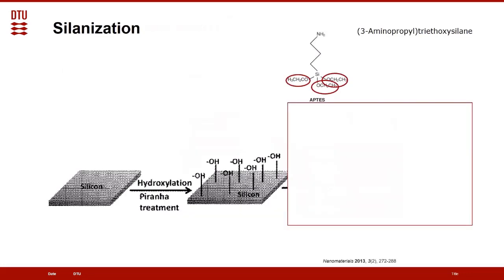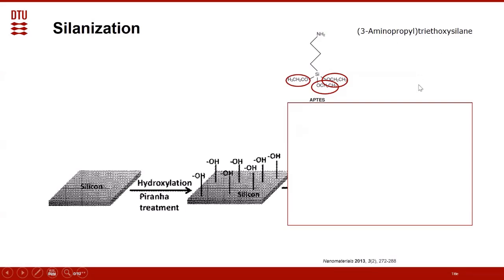So let's look at silanization. You have a slab of silicon, and then you do hydroxylation using what is called a Piranha treatment. When you've done that, you have a silicon surface with OH dangling bonds on the surface. These OH dangling bonds can be used to bind biomolecules, like a molecule that is used very often called APTES, and I'm not going to try to pronounce its real name, but let's just call it APTES.